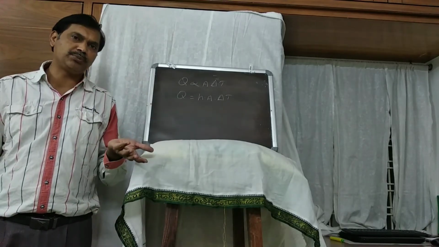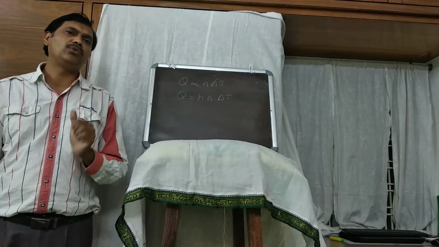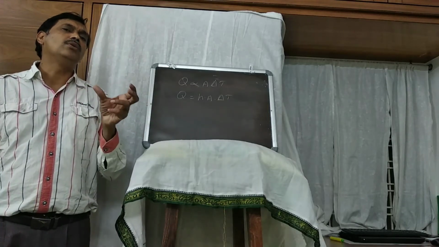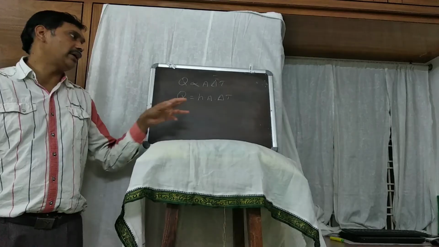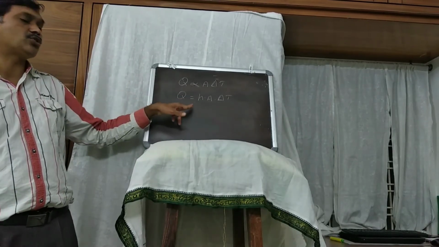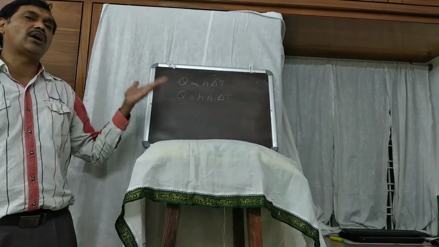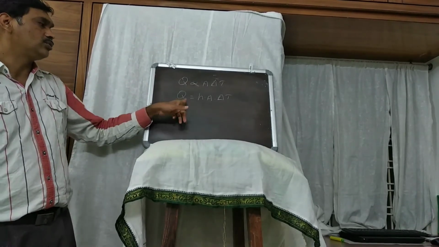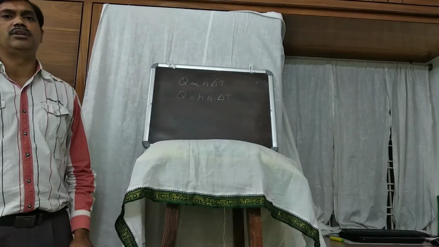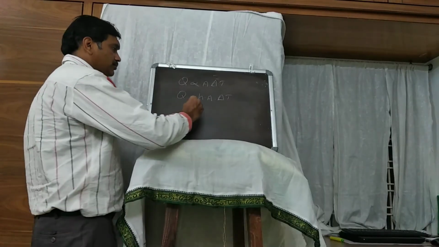Now let us take the atmosphere. The H value of the atmosphere is constant. We cannot have control over the atmosphere. Depending upon the fluids, the H value will change. Clear? But atmospheric air we cannot control. Q is equal to hA delta T. Clear? Now, what is the unit of H?